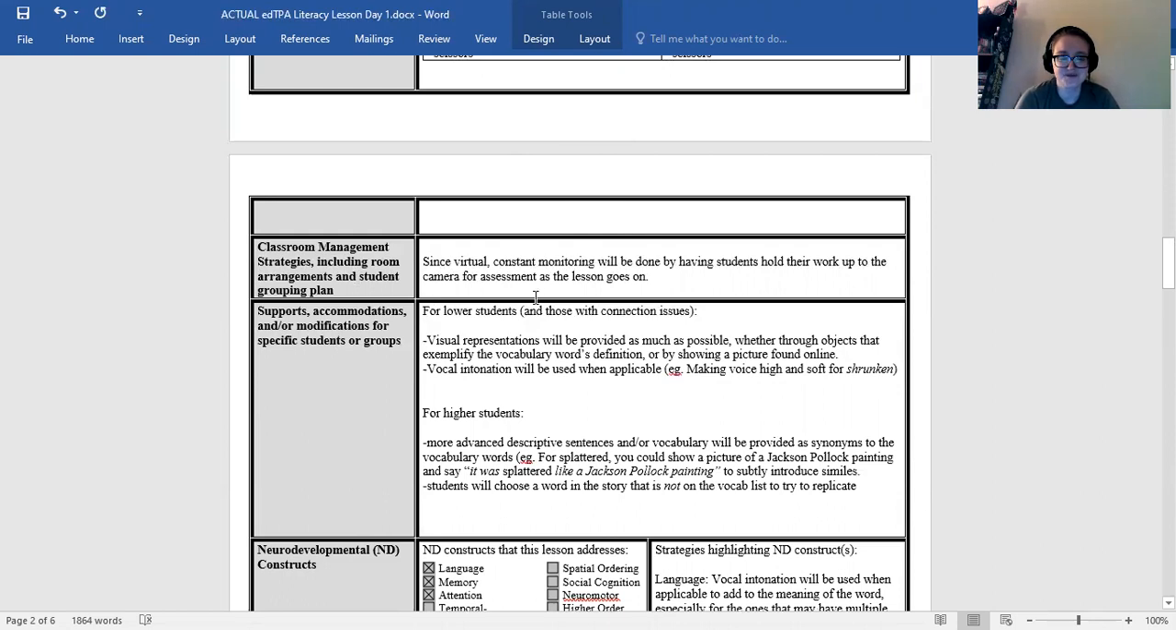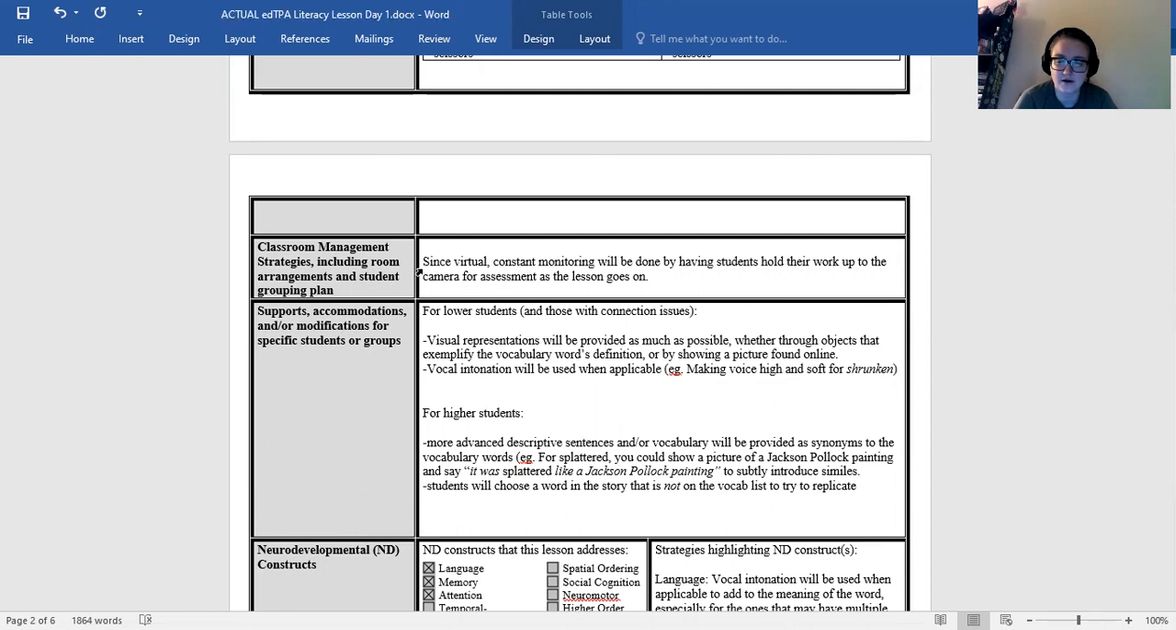All right, so classroom management. Usually I put a list of the expectations of the classroom environment. So like stay muted when they should be quiet and only unmuting when asked or when answering. Like have a thumbs up, thumbs down system, things like that I usually put in, but I'm over that. So for classroom management assistance, virtual constant monitoring will be done by having students hold their work up to the camera for assessment as the lesson goes on. So now I'm just putting things that are just for the lesson, not just the typical.